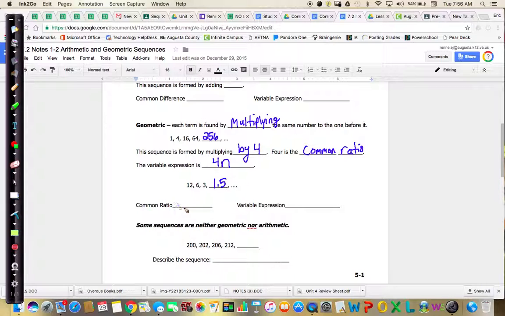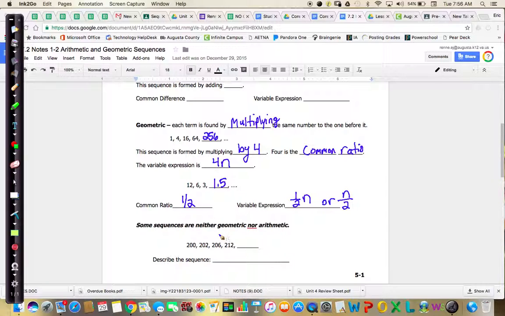And since the definition of common ratio is the number that we're multiplying by, and the numbers are going down, I'm going to have a fraction here. So the fraction would be 1/2. Now the variable expression we can write as 1/2 n, or another way to write it, n divided by 2. Both are correct, but the one with the fraction is the one you're most likely to see.